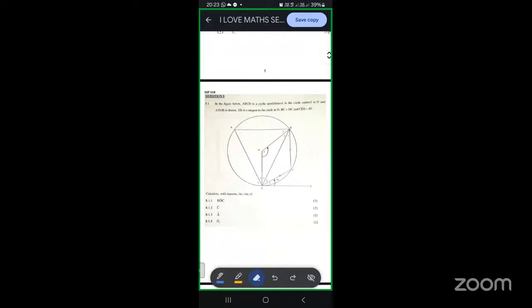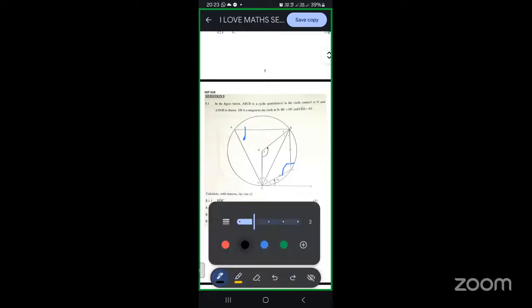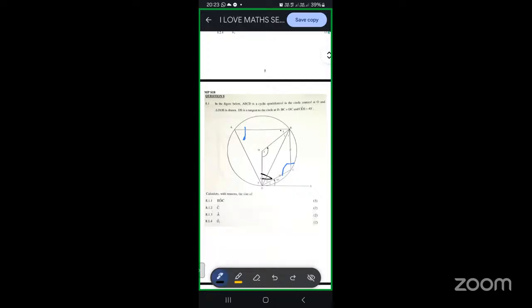Okay, question 8, you're saying in the figure below, ABCD is a cyclic quad. Once they tell you that, you know the properties of a cyclic quad, that opposite angles of a cyclic quad are supplementary. Therefore, this angle and that angle will give us 180 degrees. Also, this angle and that angle will give us 180 degrees. Okay, let's continue with our statement.